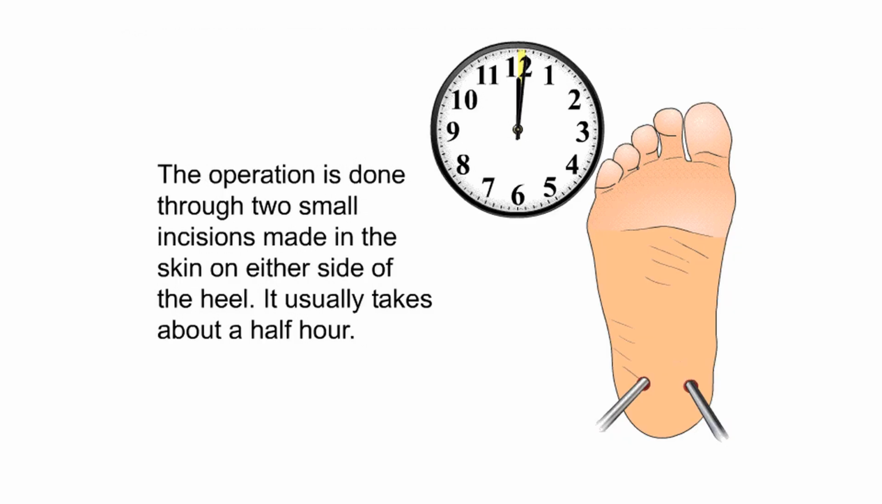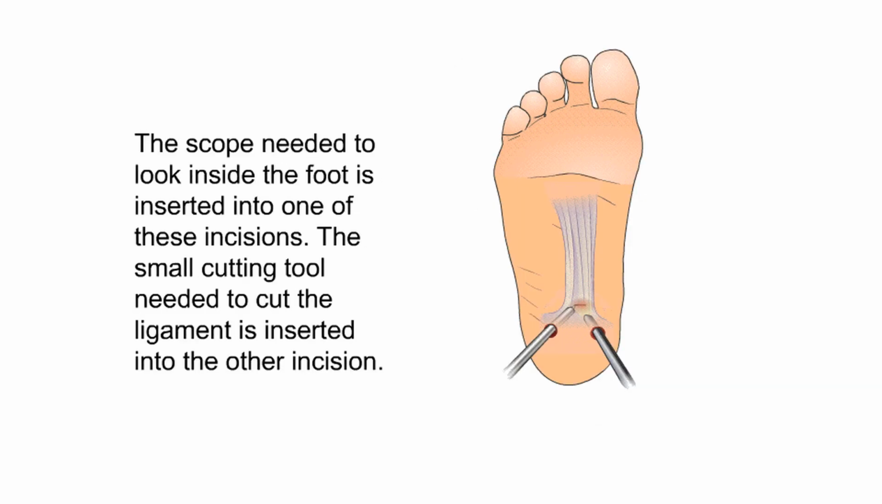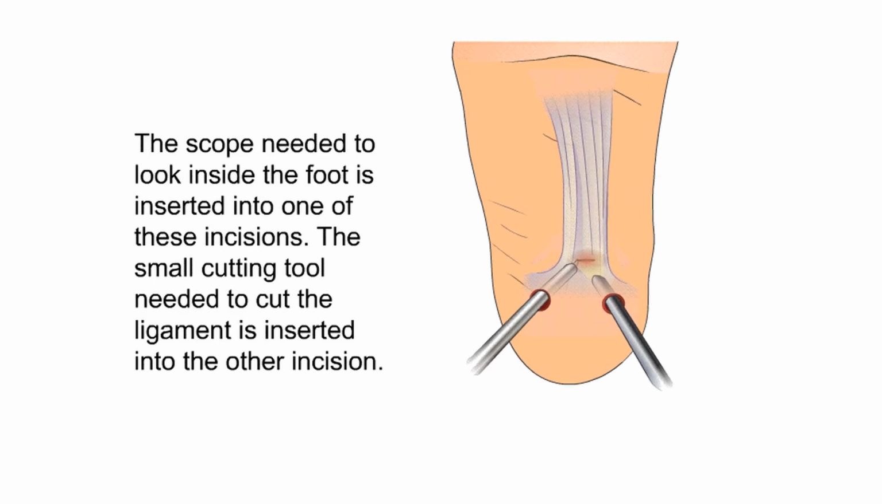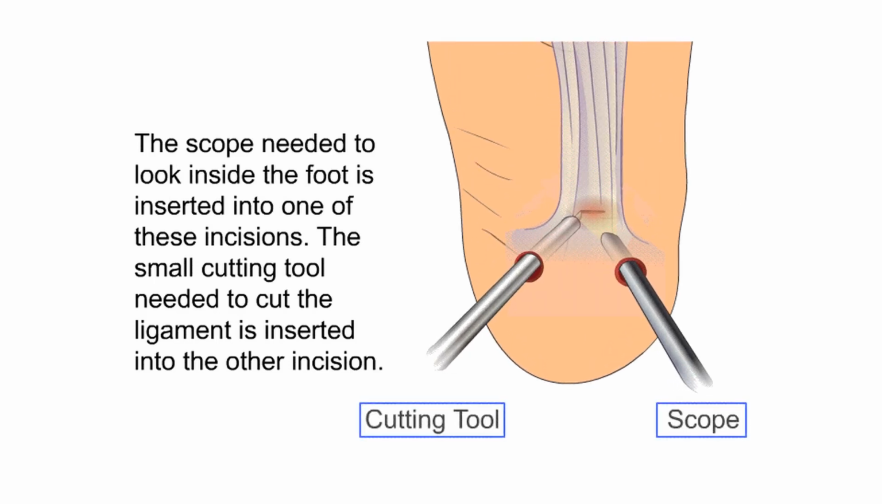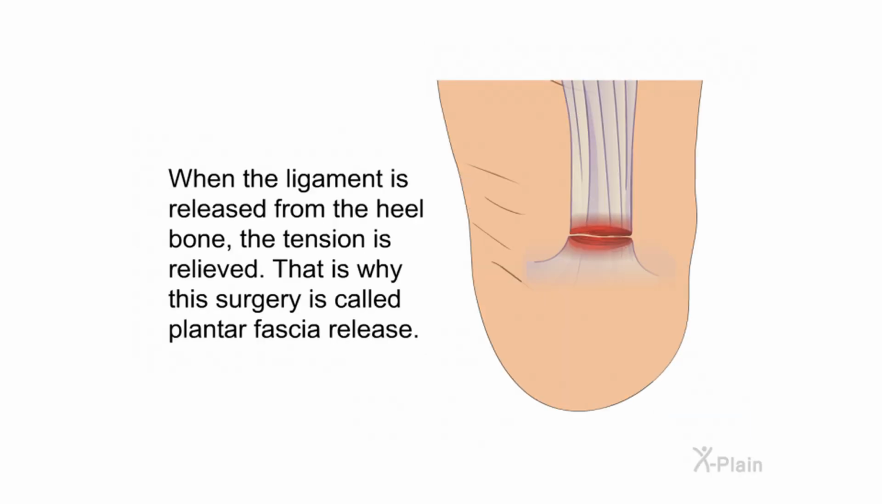The operation is done through 2 small incisions made in the skin on either side of the heel. It usually takes about a half hour. The scope needed to look inside the foot is inserted into one of these incisions. The small cutting tool needed to cut the ligament is inserted into the other incision. When the ligament is released from the heel bone, the tension is relieved. That is why this surgery is called plantar fascia release.